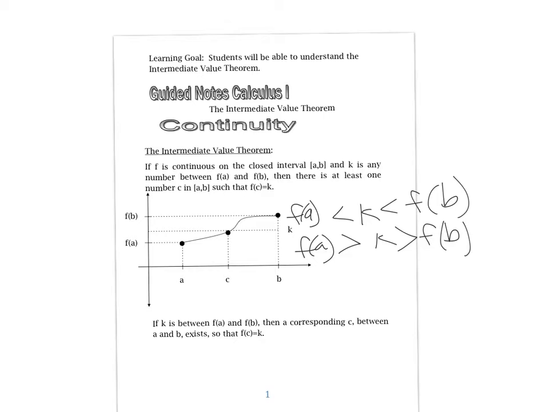Then that means there has to be some value c that if you plugged into the function it would give you k. There's got to be some x value that you could plug in that would give you k. That's all. So it seems kind of obvious. Yeah, of course there's got to be an x value that you could plug into the function, but that's all this theorem is saying. And so we're going to use this idea to narrow in on some points. I'll show you one way we can use it here on the next page.